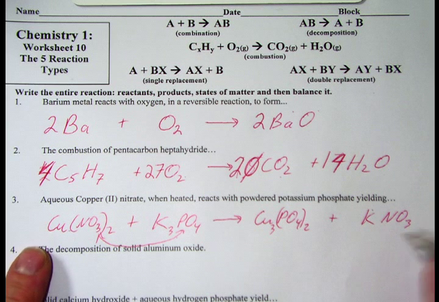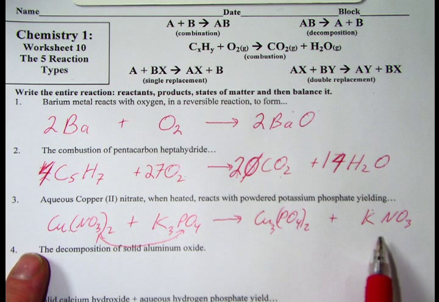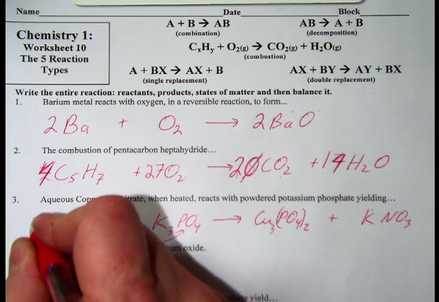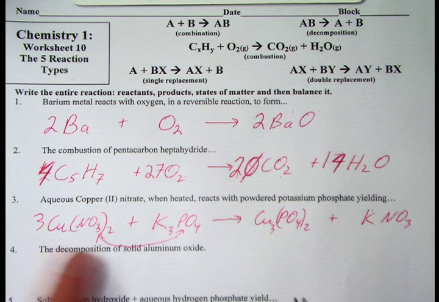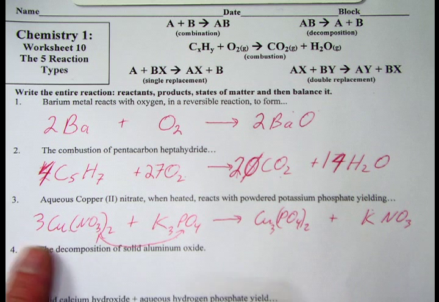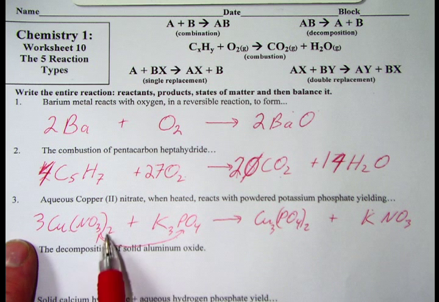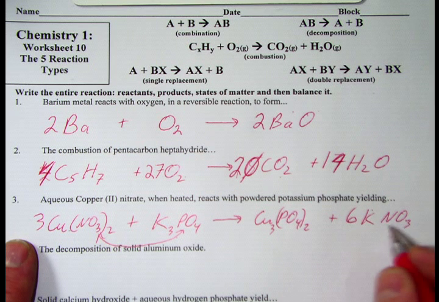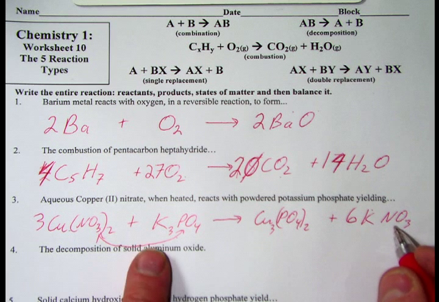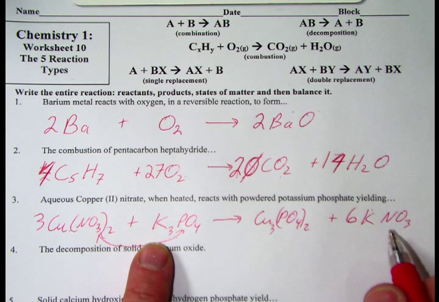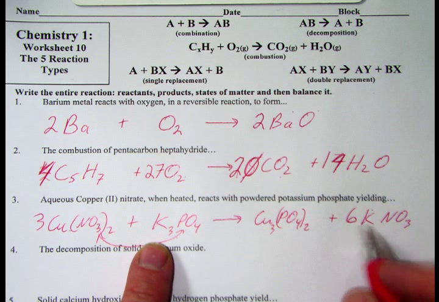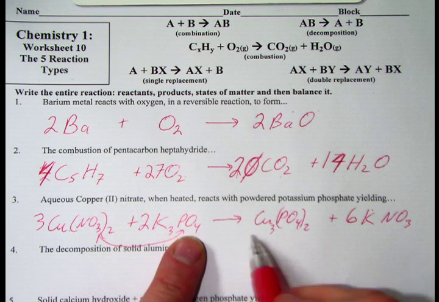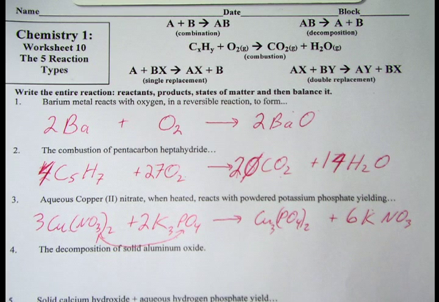Now I need to balance. I'll go ahead and just move left to right. I have 1 copper on the left and 3 on the right. Well, I had to have started with 3 to end with 3. That gives me a total of 6 nitrates because there are 3 copper nitrates with 2 nitrates each. So I'm going to have 6 nitrates when I'm all done. 3 potassiums on the left and 6 on the right. If I ended with 6, I had to start with 6. That gives me 2 phosphates and 2 phosphates. So that's the first 3.